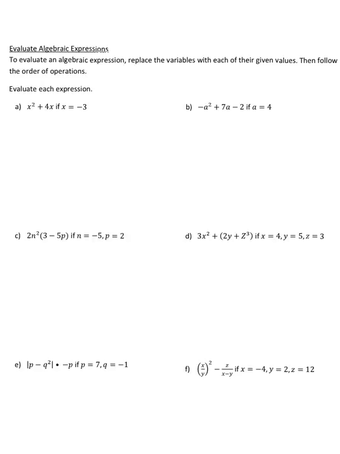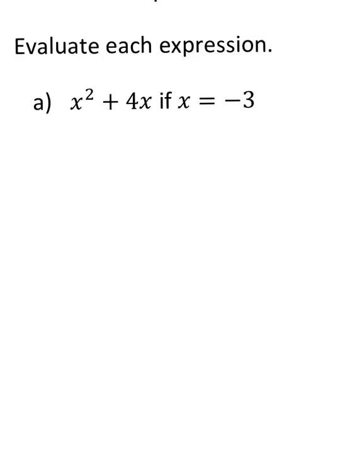Letter A. Evaluate each expression. x squared plus 4x if x equals -3. First thing I notice is that x is a negative number. Therefore, whenever I plug in x, I'm going to use parentheses to make sure that negative stays strong. Instead of x, I'm going to write -3 every time I see that x.